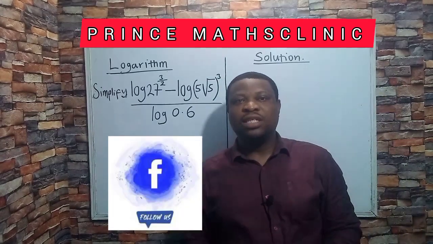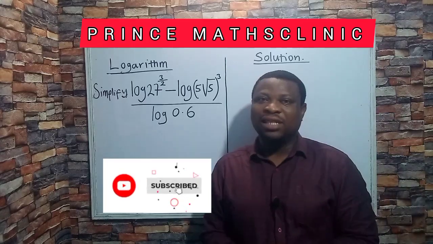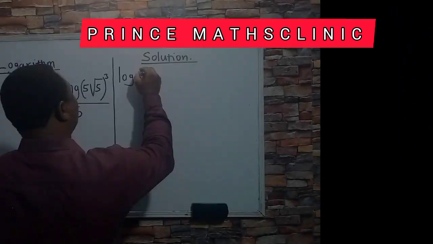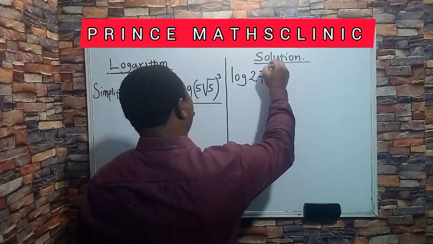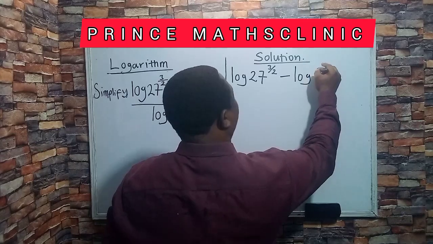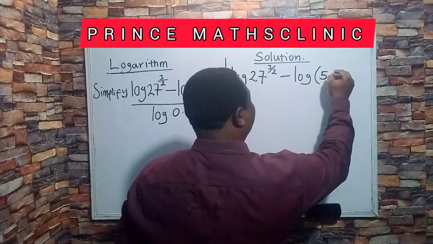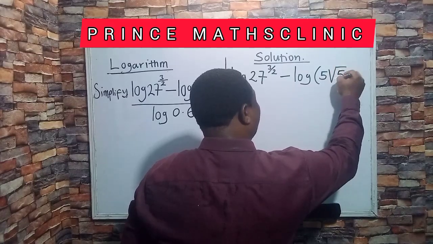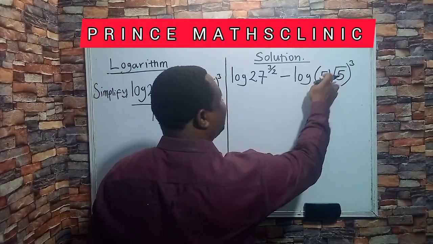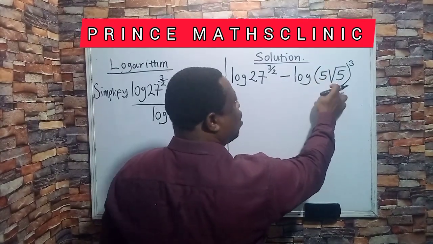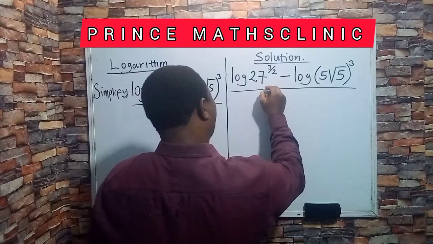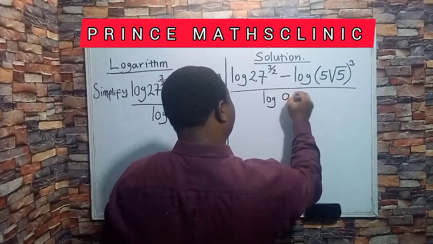Today we shall be looking at this particular question on the board, and without wasting time, let's go right into the solution. Log 27 to the power of 3 over 2 minus log of 5 multiplied by root of 5, all to the power of 3, not fifth root. You can see the 5 is not inside the root, it is outside. So this is 5 multiplied by the square root of 5. Everything over log of 0.6.